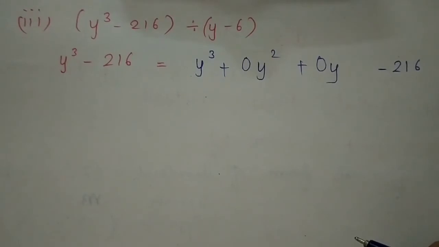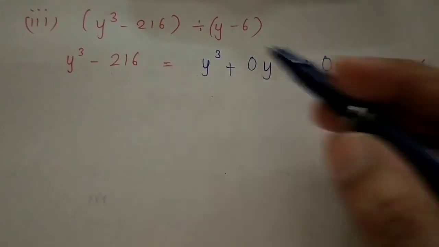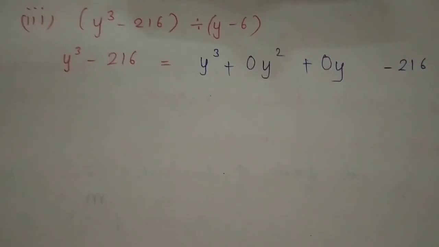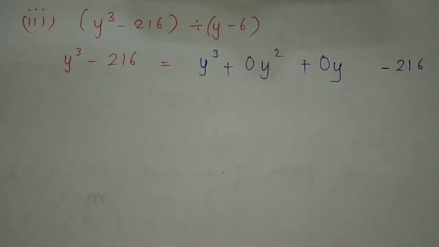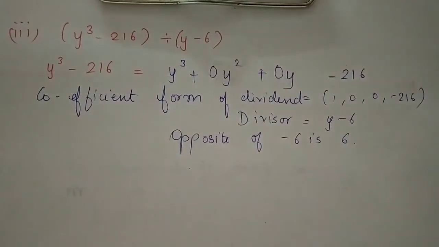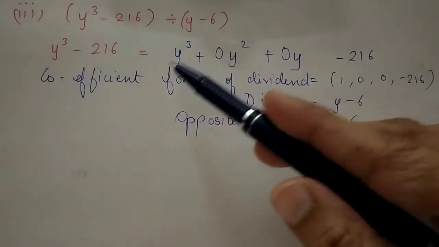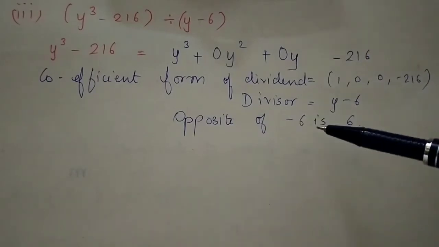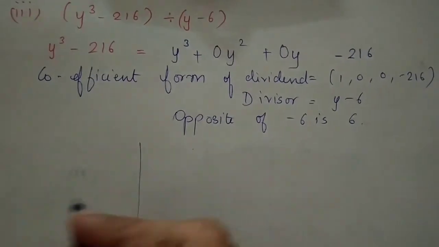So this is how I express this in the coefficient, standard form. And then the divisor is this. So now the next step is going to be writing this in a coefficient form, right? So the coefficient form of the dividend, that is what I'll write first. So I wrote 1, 0, 0 and minus 2, 1, 6. The divisor is y minus 6. So the opposite of minus 6 is plus 6. So now we'll draw those two lines. Yes. And we'll divide them.